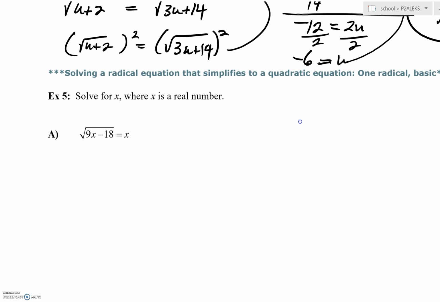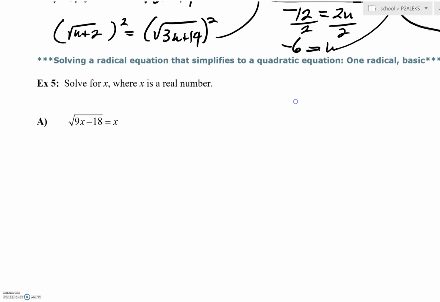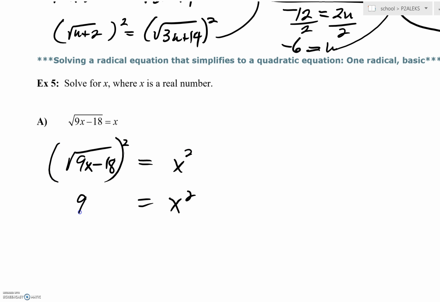Okay, we've got a couple more problems and then we're through. As we look at 5a, you only have one radical in the problem. It's all by itself. Tell you what, let's square both sides and see what's going to happen. Squaring the right side, you just get x squared.